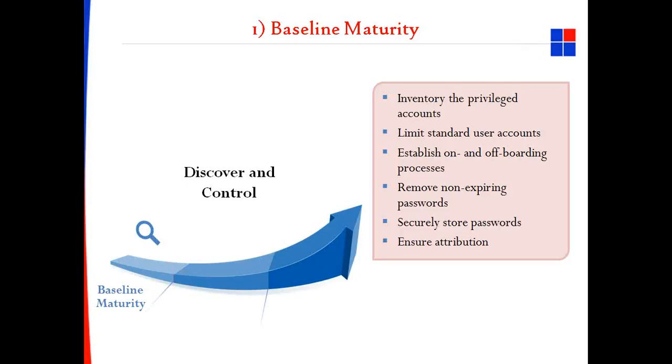The second one is limit standard user accounts. Then establish on and offboarding process. Remove non-expiring passwords. We see to it that none of the passwords are non-expiring. All passwords should have some kind of expiry date like 30 days, 45 days, 60 days, or 90 days routine.